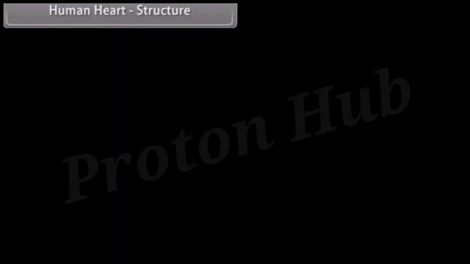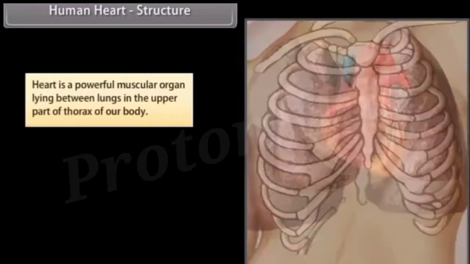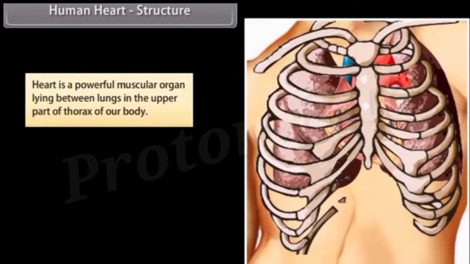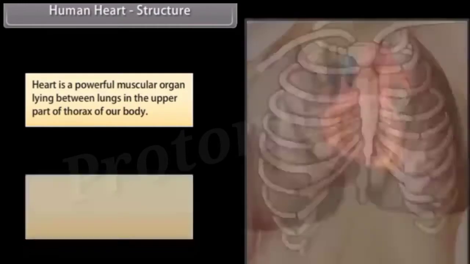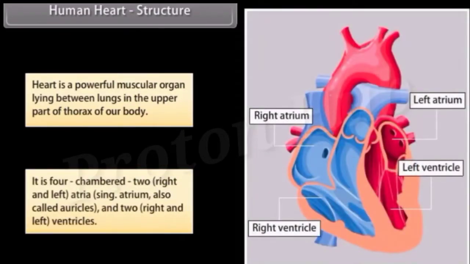Human heart. Structure. The heart is a powerful muscular organ lying between the lungs in the upper part of the thorax of our body. It is four-chambered: two right and left atria, singular atrium, also called auricles, and two right and left ventricles.